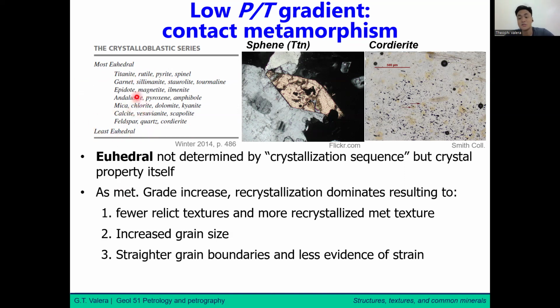Okay? So it's not like the igneous case before. Euhedral shape is not determined by crystallization sequence, but by the crystal property itself. As a review of the effect of increasing metamorphic rate, specifically increasing temperature, recrystallization dominates, resulting in fewer relic textures and more recrystallized metamorphic texture, the granoblastic texture. Generally, you increase grain size, in comparison to differential stress, which decreases grain size, and you get straighter boundaries and less evidence of strain.